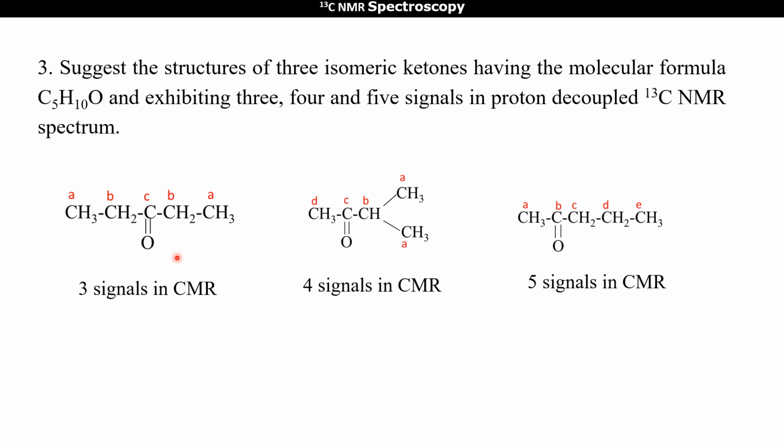In isomer number 1, there are three sets of carbon atoms, A, B and C. It is 3-pentanone and it gives three signals in the CMR. This is isomer number 2. In that case, there are four sets of carbon atoms, A, B, C and D. And it gives four signals in CMR. The isomer 3, in which there are 5 sets of carbon atoms and it gives 5 signals in CMR. That is 2-pentanone, A, B, C, D and E. All carbon atoms are non-equivalent, therefore it gives 5 signals in the CMR.